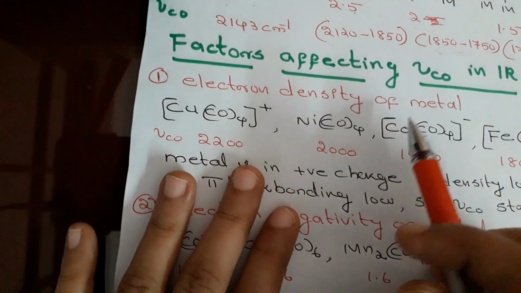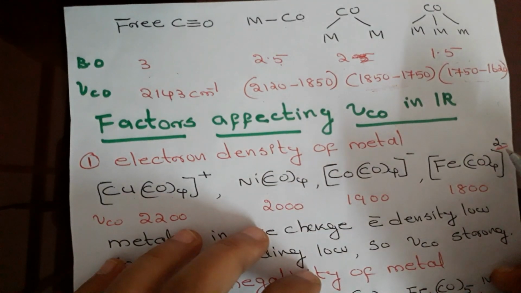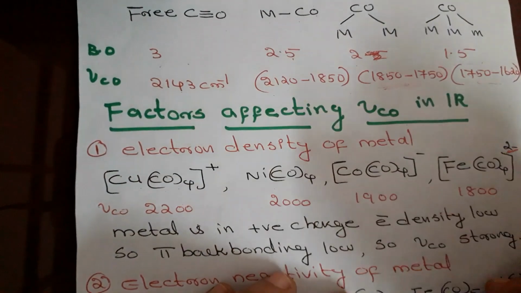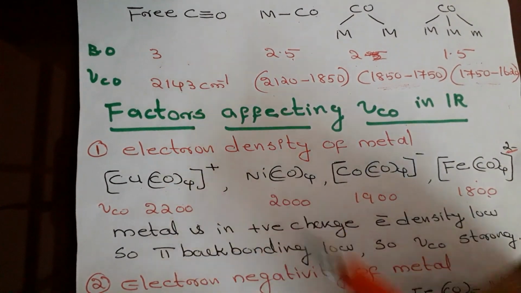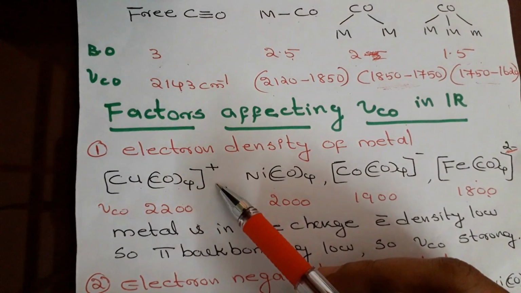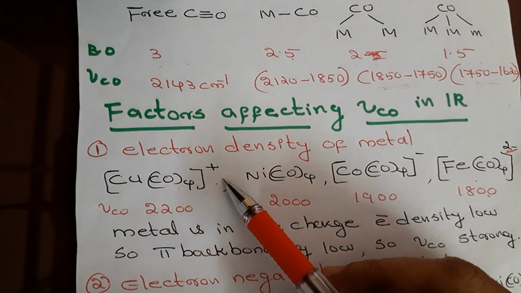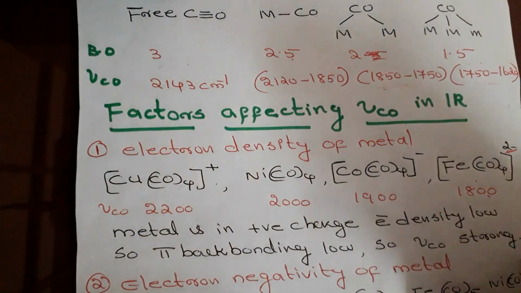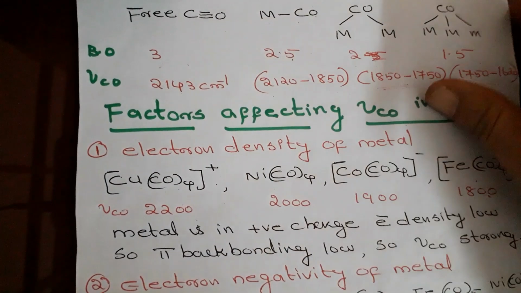Here, which one has the low stretching frequency? Here, see, 2 minus. So the electron density is higher here, and pi back bonding increases, so the stretching frequency decreases. So this is the lowest stretching frequency. When the metal atom has a high positive charge, the electron density is low, pi back bonding decreases, and the stretching frequency increases. So highly positive charge, stretching frequency higher; negative charge, stretching frequency lower.